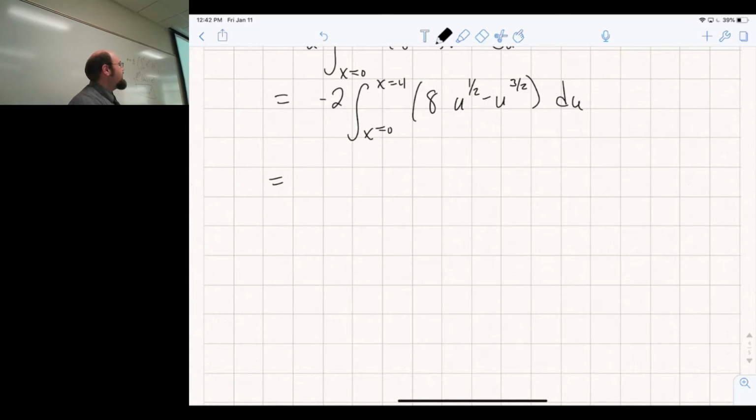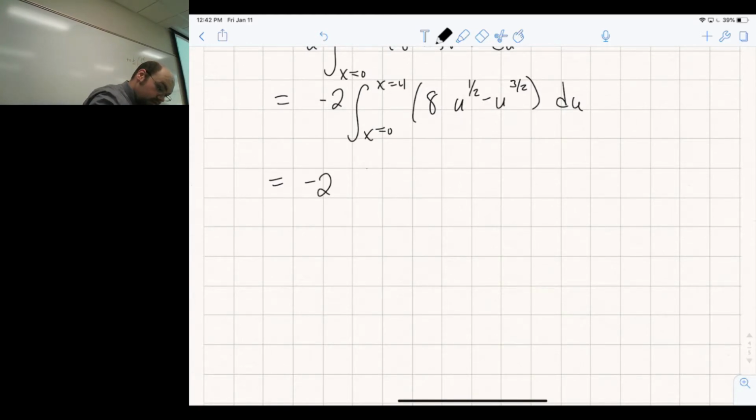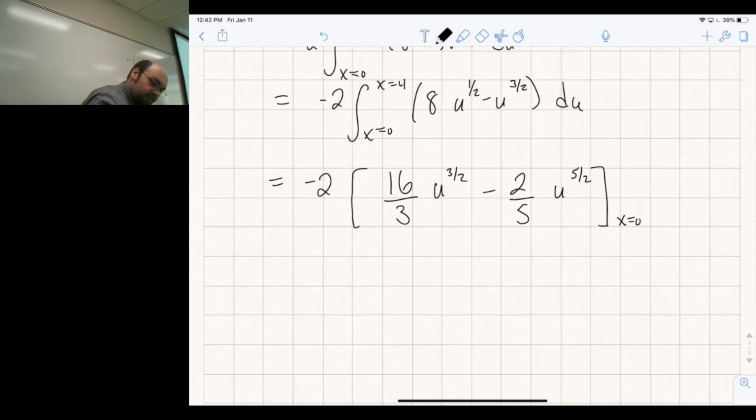So keeping that negative 2 out there, let's integrate the inside. Well, the integral of u to the 1/2 is, sorry, no, it's 2/3 u to the 3 halves. So that's really just going to become 16/3 u to the 3 halves minus, and then the integral of u to the 3 halves is 2/5 u to the 5 halves, x equals 0, x equals 4.